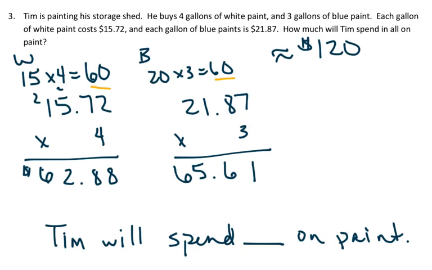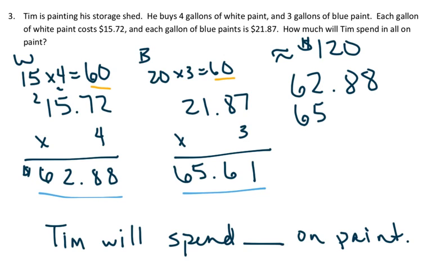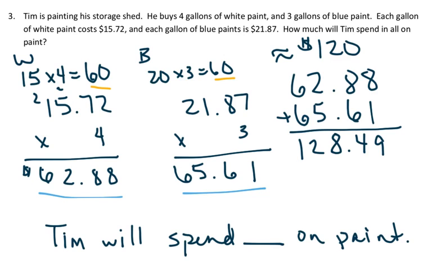Now I'm going to take these two totals here, and I'm going to add them together because they're asking how much will Tim spend in all, so I need to add those two together to get my answer. So I'll write it over here. And when I add these together, I have $128.49. And going back, that is pretty close to $120, so I know that my answer is reasonable, and I can check my math to see that I am correct.